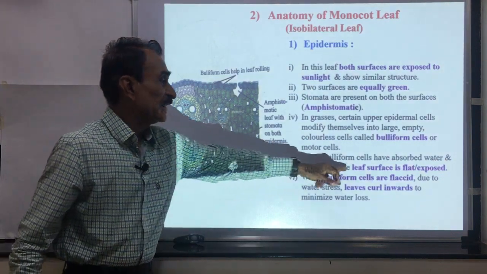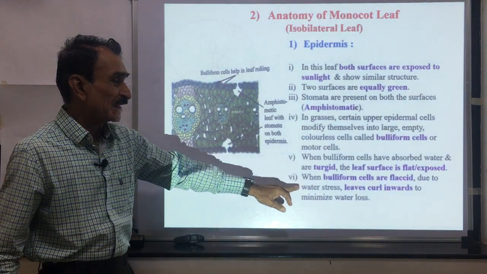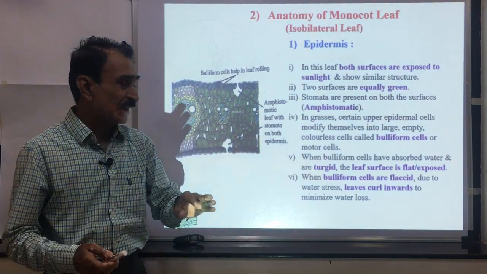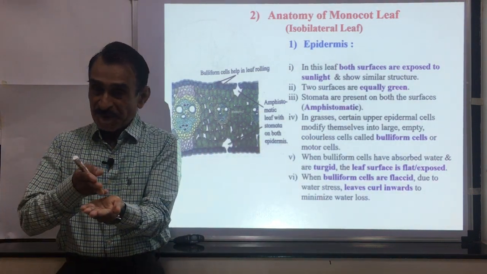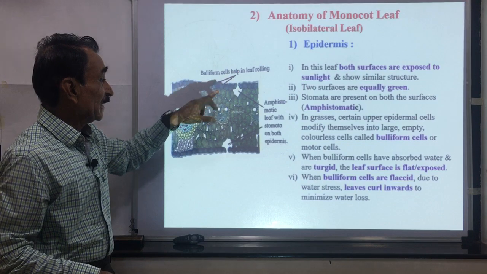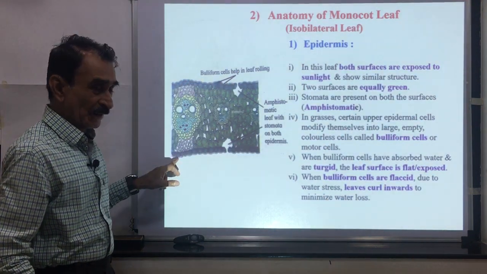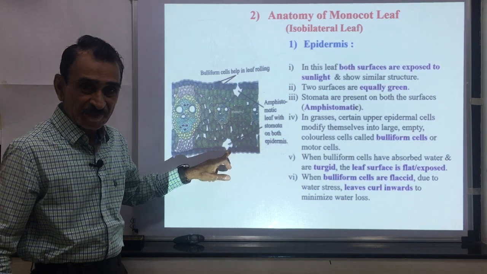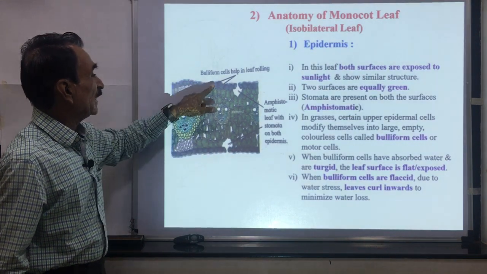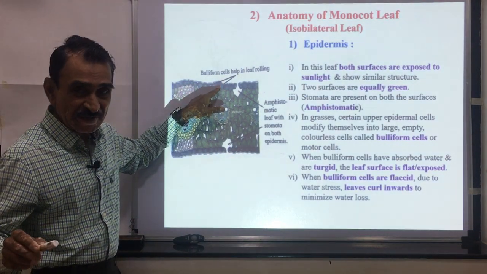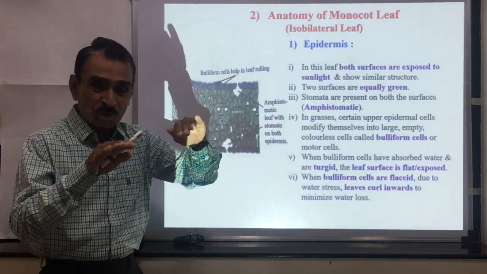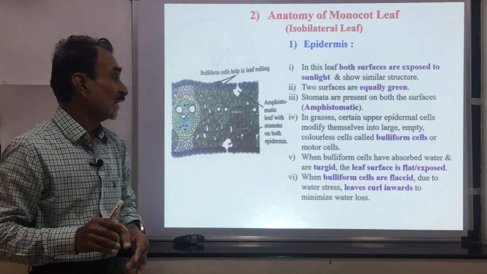Here you can see that this leaf surface is flat and exposed. When bulliform cells are flaccid, when they lose water due to water stress, the leaf curls inwards. Suppose this is a leaf, and when bulliform cells lose water, the leaf curves like this. Epidermis, upper epidermis, lower epidermis. Stomata are present on both the epidermal surfaces. This is called amphistomatic condition. There are certain cells which are larger in size and colorless, and when they are turgid, the leaf surface is flat. When they lose water and become flaccid, the leaf surface curves upward.